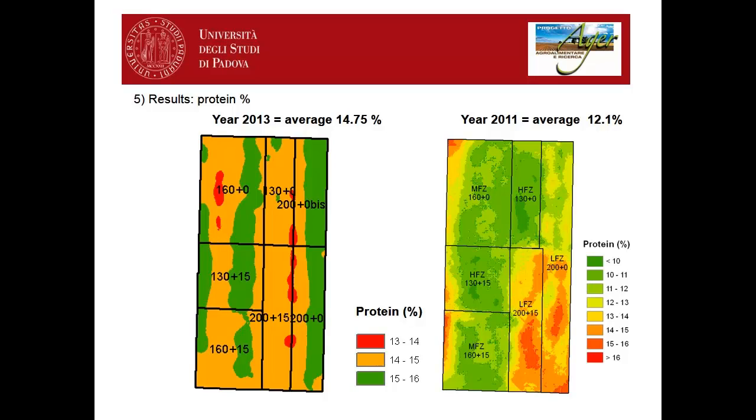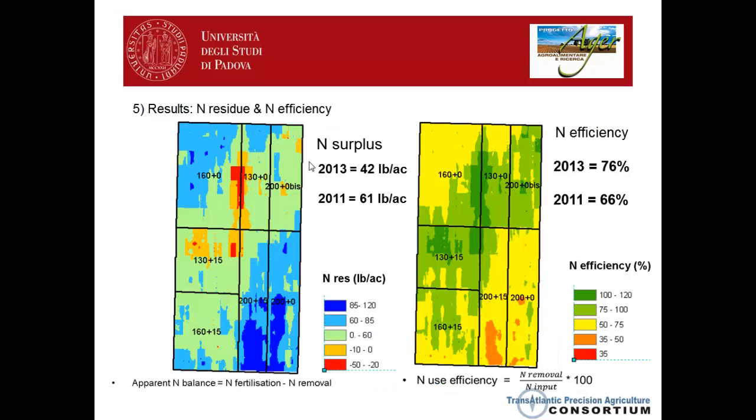What is very important, not too much. For Italian standards, not too much, it's less than $10 per acre. But what is most important, we have to consider also the environmental benefits, since the nitrogen surplus was reduced from 61 to 42, and the nitrogen efficiency was increased from 66 to 76. So, for Europe, the environmental impact is very important, and so we think that we had a good result.